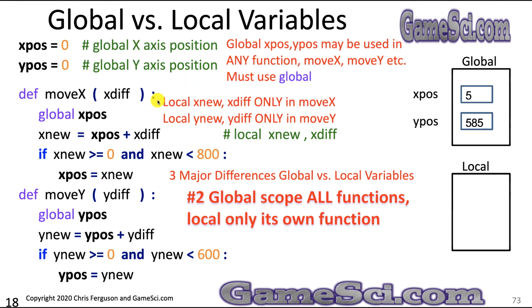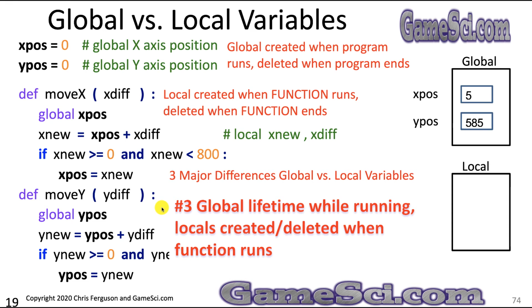However, notice that xnew and xdiff are only used in move X. Local variables are only used in their own functions. Ynew and ydiff are only used in move y. Local variables are only used in their own function.